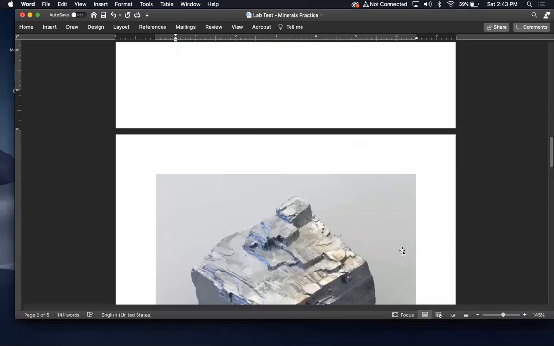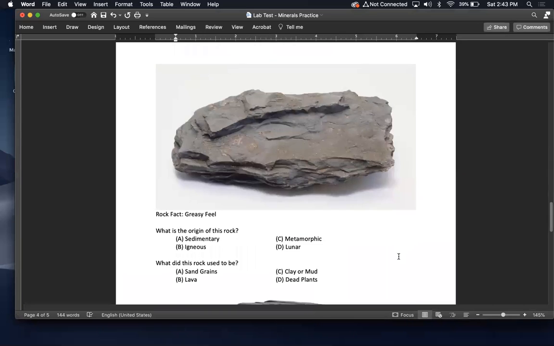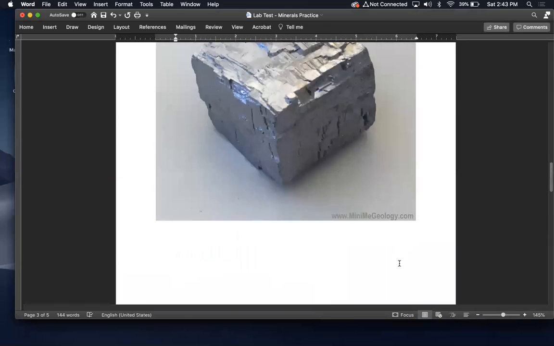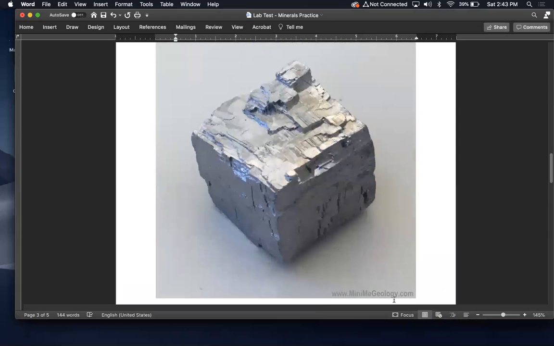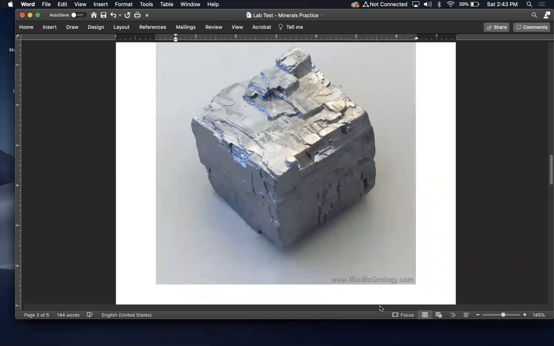Okay, so we're going to skip down. We got one more. Oh, I'm sorry. That's for later. That's rocks. So actually that is it for the mineral identification portion of this little assistance video here. So I will end this, and then we'll do another one on rocks.